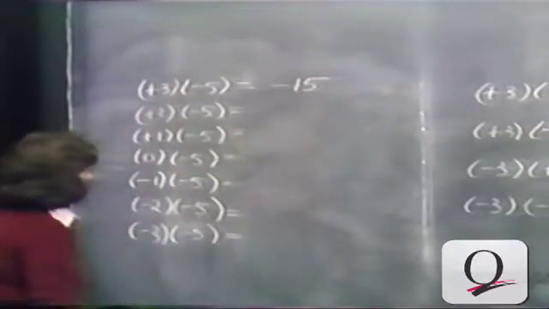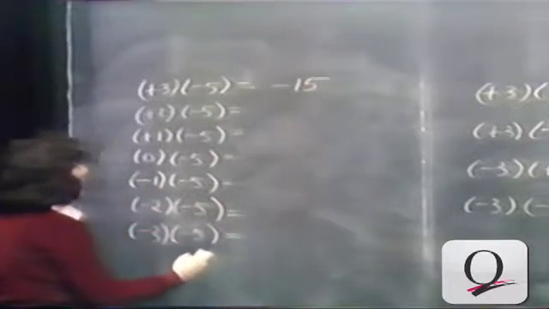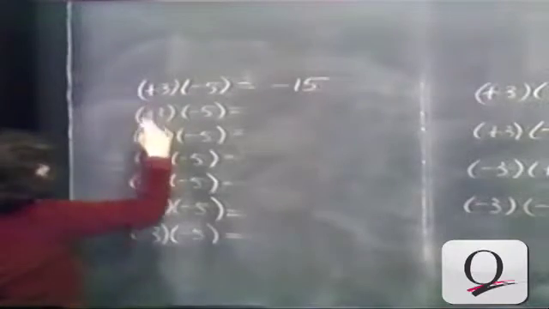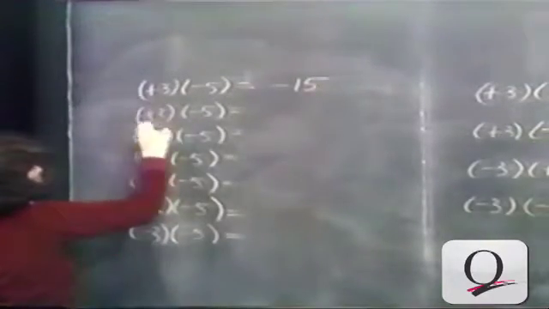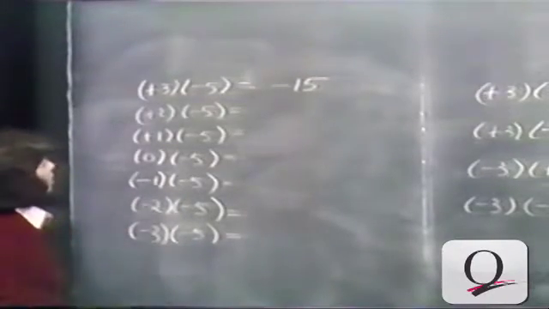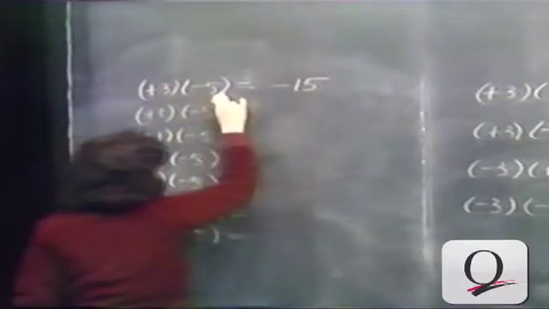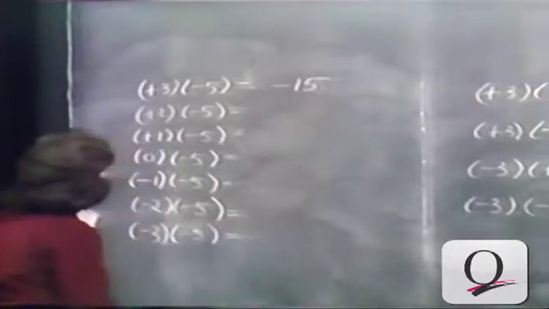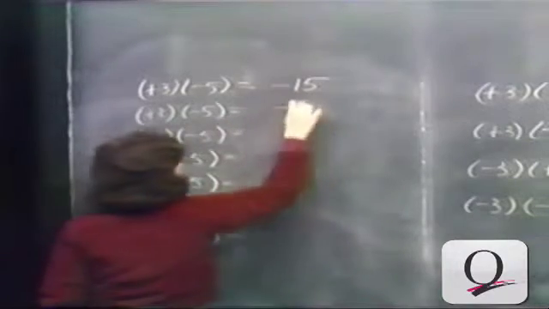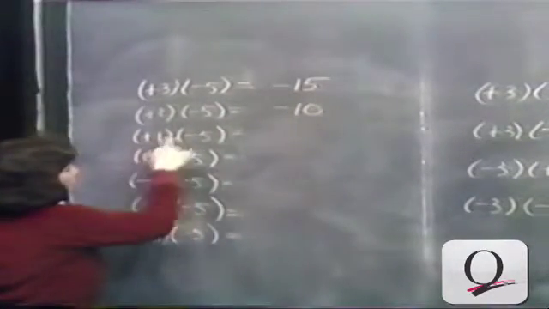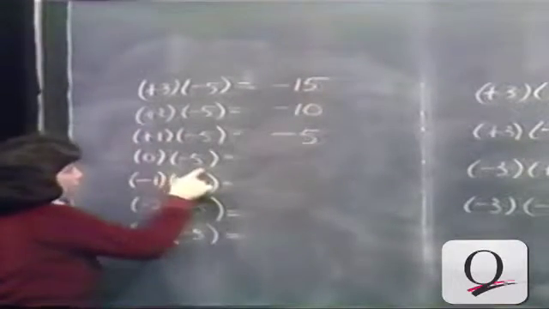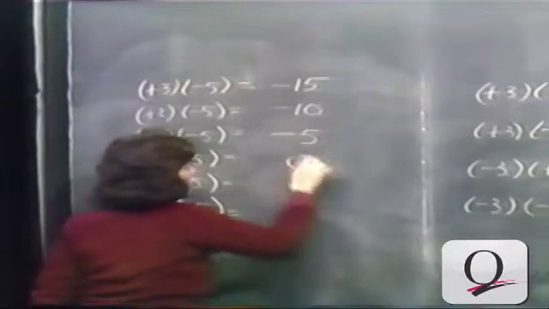Now look, there is a pattern. The minus 5 is the same in all cases. The number that we're multiplying by minus 5 is decreasing by 1 each time: plus 3, plus 2, plus 1, 0, minus 1, minus 2, minus 3. This means 3 minus 5s, which of course is minus 15. This is 2 minus 5s, minus 5 and minus 5, which is minus 10. 1 minus 5 is minus 5. 0 minus 5s, 0 times anything just gives you 0.